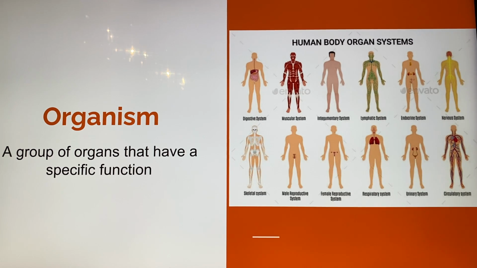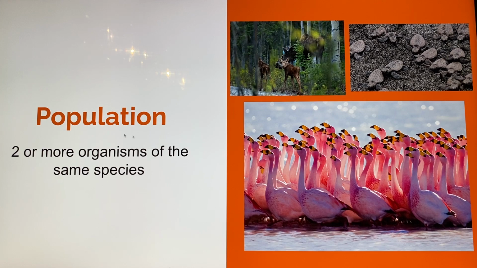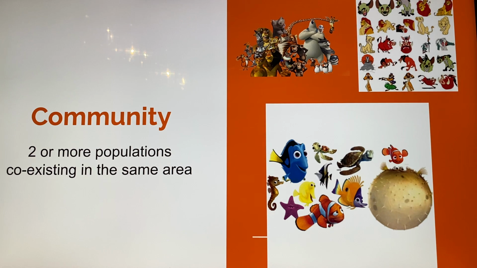That are organisms. All right, so population, all right? Two or more organisms of the same species, okay? So flamingos, population, baby turtles, population, and moose, population. But now, what happens if we have a bunch of different types of populations in one area? What do we call that? Community. Okay, so we have a lot of populations coexisting in the same area.